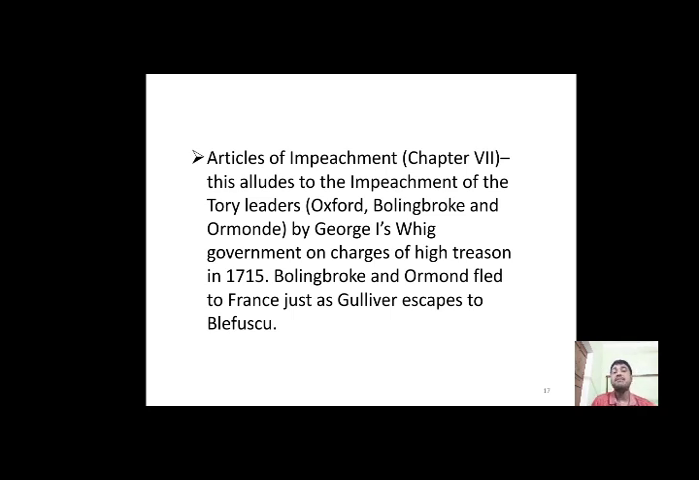Now this accusation, this impeachment, alludes to the impeachment of the Tory leaders, namely Earl of Oxford, Bolingbroke, Ormonde, by George I's Whig government. As I told you, when George I came to power in 1714, the Whigs also came to power. This Whig government accused the Tory leaders on charges of high treason. Now again, you have a reference. As Bolingbroke and Ormonde fled to France, Gulliver also very significantly escapes to Blefuscu. So you have clear references to contemporary events, contemporary political situations.